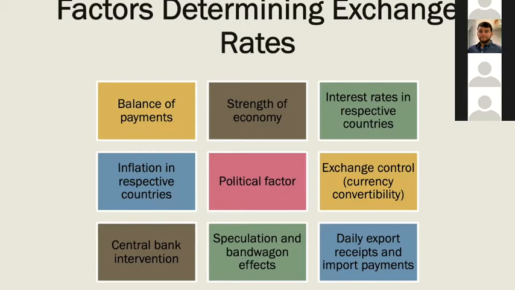Here, balance of payment is the balance sheet of the country with the rest of the world in a given year. Inflation in respective countries. We actually discussed this inflation point with reference to interest rate parity theory. Interest rate parity theory explains inflation in respective countries and how the exchange rate is likely to move when inflation is high in a particular country. So if inflation in a particular country is high, that country's domestic currency is likely to depreciate, or that country's domestic currency is likely to fall. Inflation is an indicator for the likely fall of the currency.